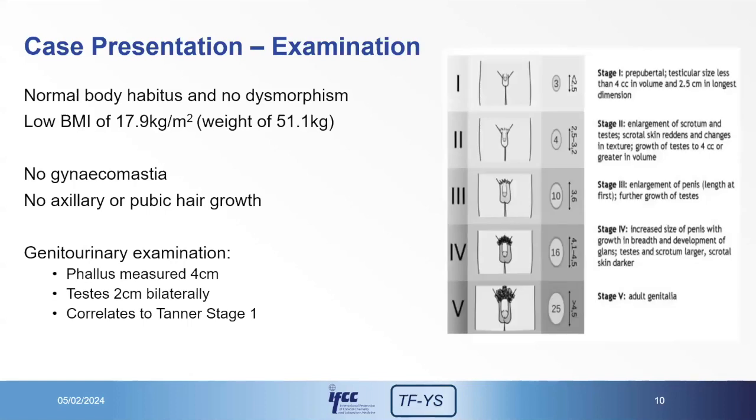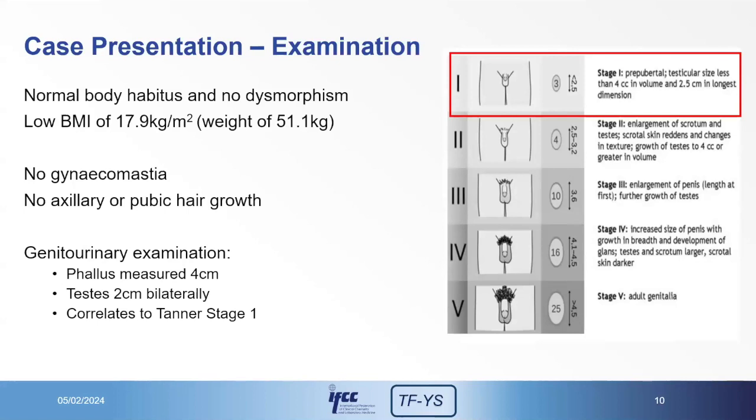And if we look on the table on the side, of the different Tanner stages that are used, we can see that stage 1 correlates to a prepubertal level, where his testes is below the 2.5 centimeter in the longest dimension.